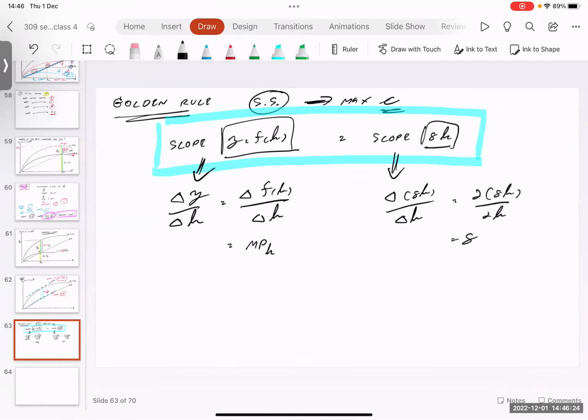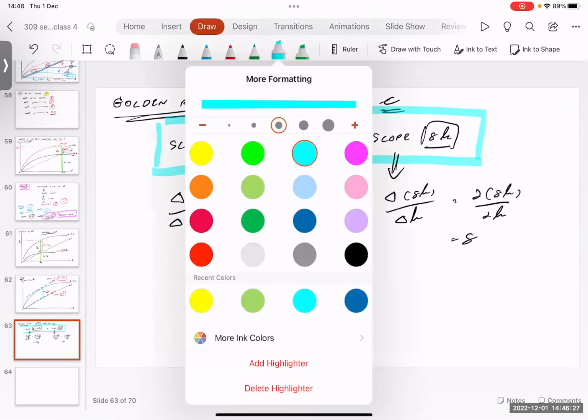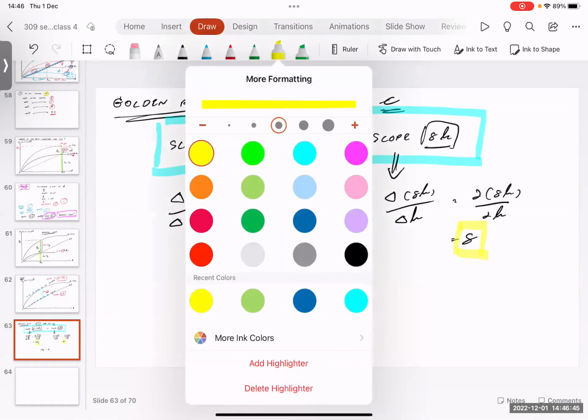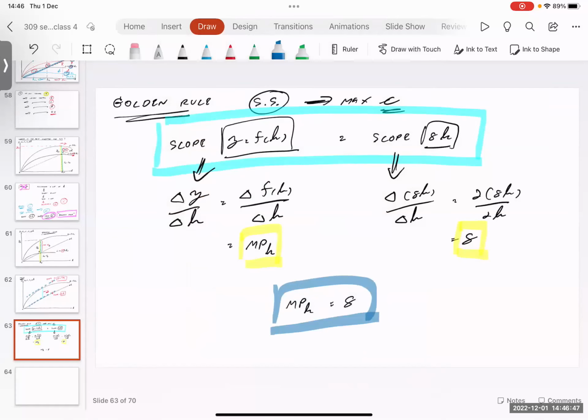This one is equal to just delta. See that? The slope of the production function curve equals MP small k. The slope of the capital depreciation curve equals delta. So the condition for the golden rule point is just MP small k equal to delta. Just that. This is the condition for the golden rule. So far so good. Any question here? Everyone was still okay, right?